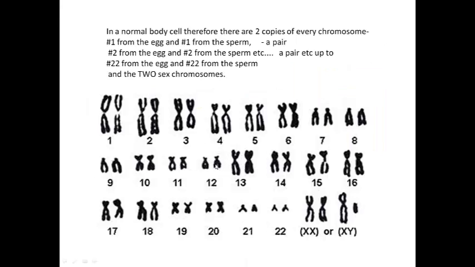So in a normal body cell then, there are 2 copies of every chromosome, chromosome 1 from the egg and chromosome 1 from the sperm, chromosome 2 from the egg and chromosome 2 from the sperm, all the way up to chromosome 22 from the egg and 22 from the sperm, and then 2 X chromosomes, 1 from each gamete, either XX or XY. And remember here that these chromosomes have already copied themselves just prior to cell division.